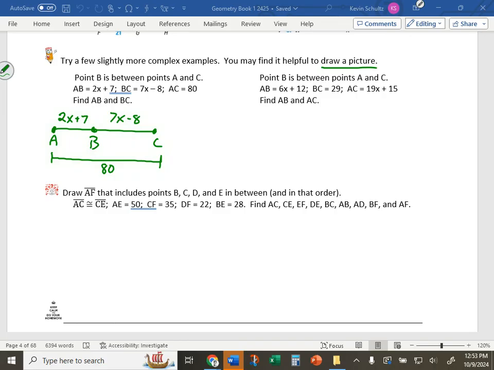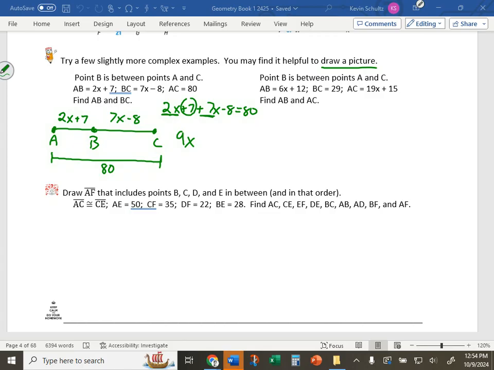Addition, right? So 2x plus 7 plus 7x minus 8 equals 80. Right? Part plus part equals whole. We have an equation. Okay? Can you just combine it? Yes. 2 x's and 7 x's is how many x's? 9 x's.